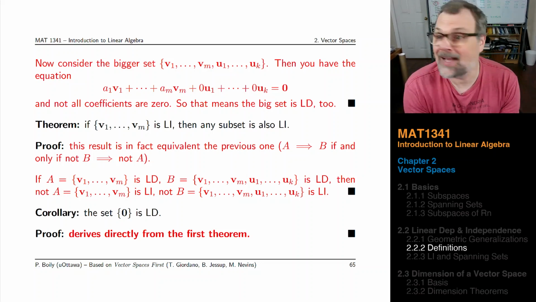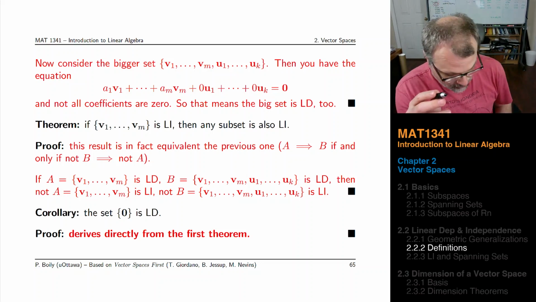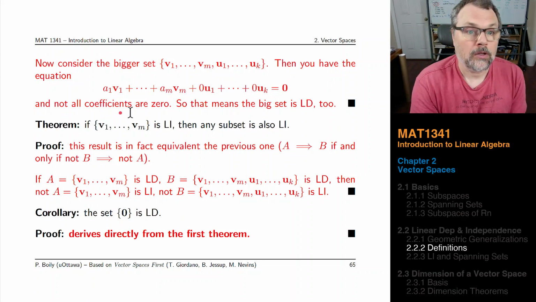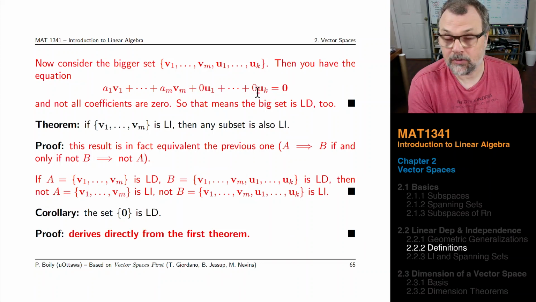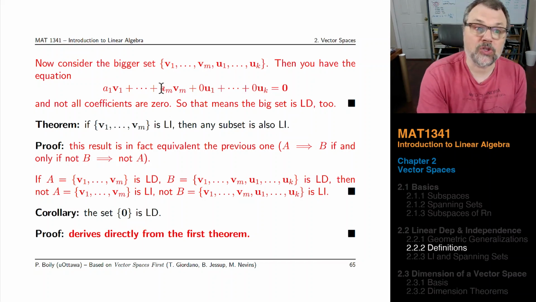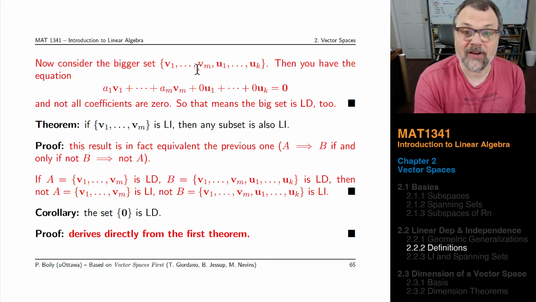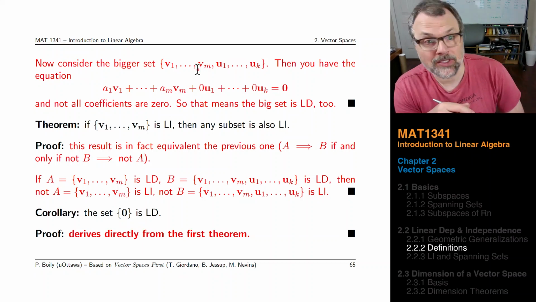And you know that that's a dependence equation with a non-trivial solution because not all of the coefficients are 0. Sure, there's a bunch of them that are 0, but there's at least one of the ai's here that wasn't 0 because we assumed that the first m vectors were linearly dependent. So the big set is also linearly dependent.